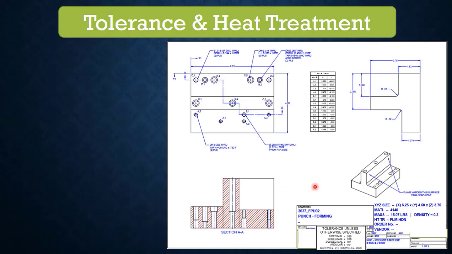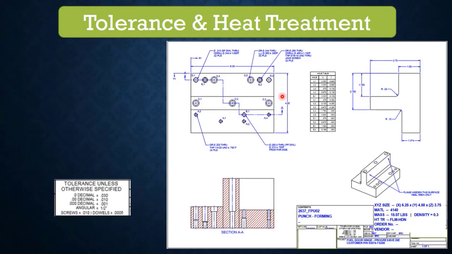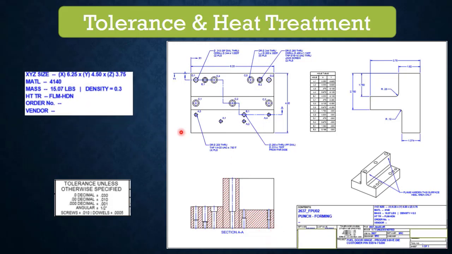And for tolerance and heat treatment, in every drawing and every dimension, if we start giving the tolerance, that is also difficult for the operator to read. So there is a tolerance table given. If no tolerance is given, the operator can use this standard table so that he can refer to the tolerance specification. And then you can see this forming punch is flame hardened, and through this only the surface gets hardened.